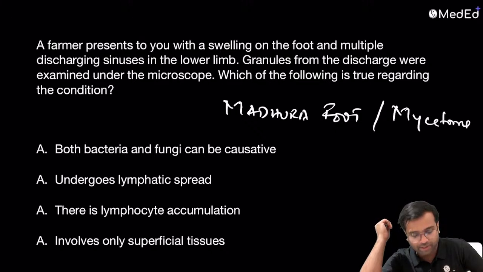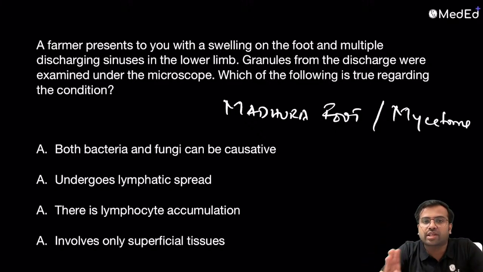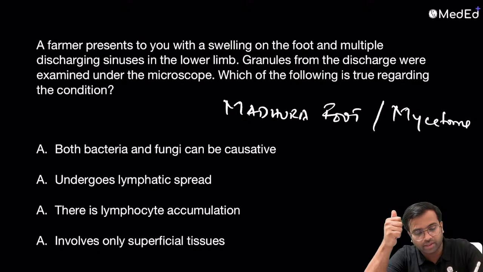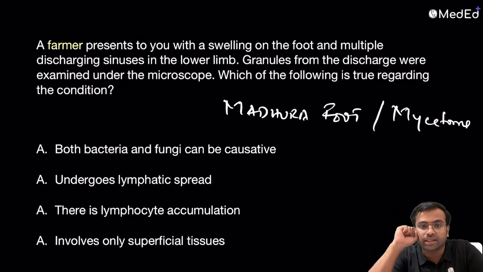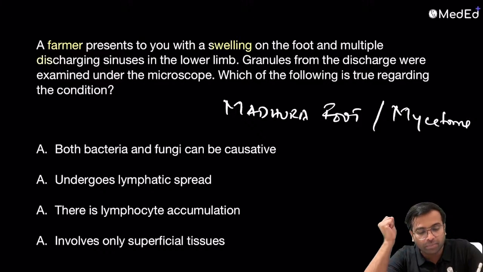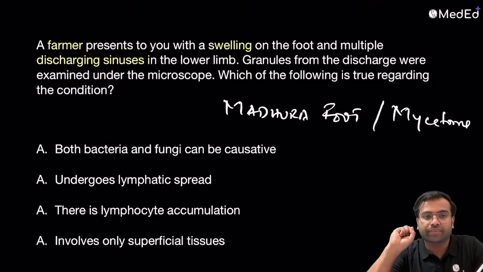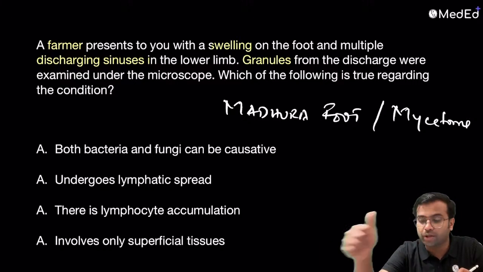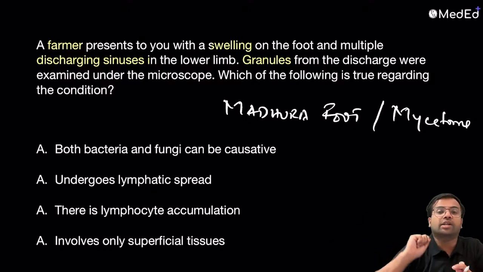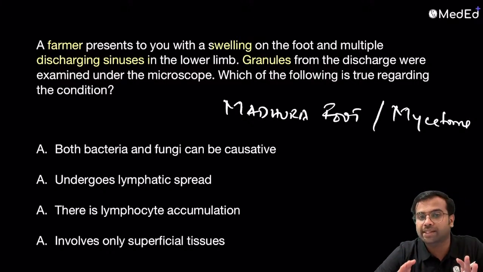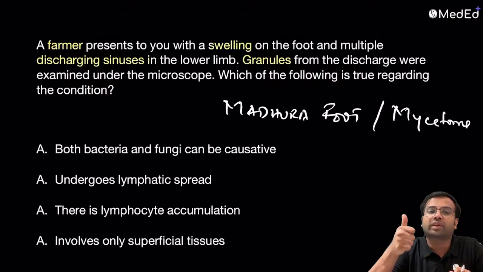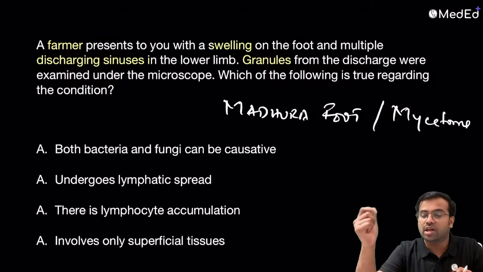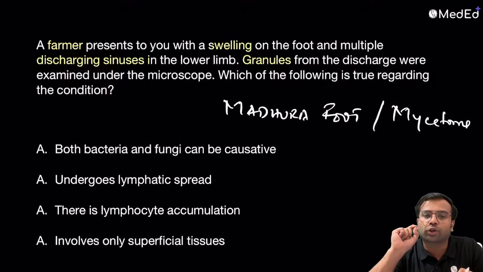Now, see, all the characteristics of this disease called mycetoma can be seen in this MCQ. The first one is that it is a farmer. The second thing is that there is a swelling of the foot and there are multiple discharging sinuses. So all these three, isn't it? And from this sinus, what is getting discharged? There are granules. So the entire triad of mycetoma is given in the MCQ. Yes, Priya, you're right regarding pregnancy, it's cryotherapy. Excellent. Swollen foot, discharging sinus, granules from the discharge. Now, based on these features, let's see what is true.